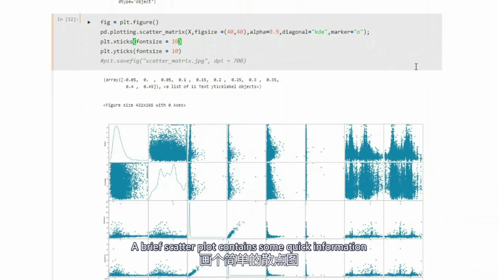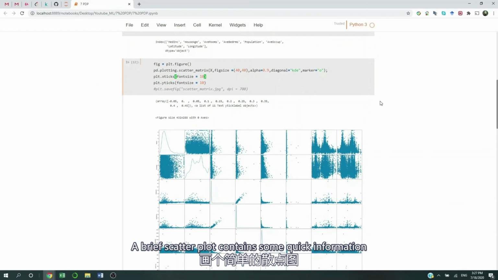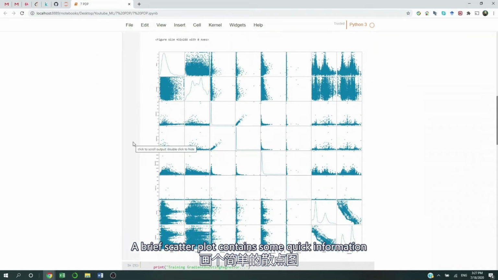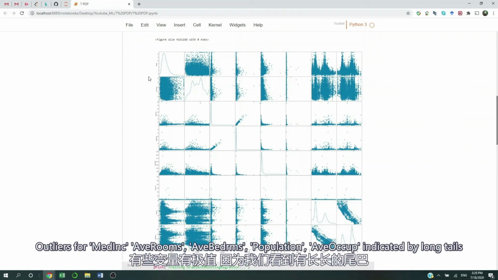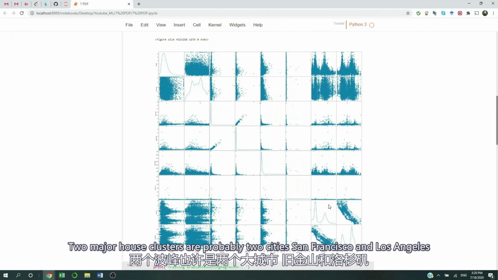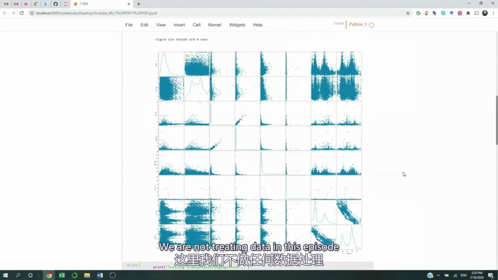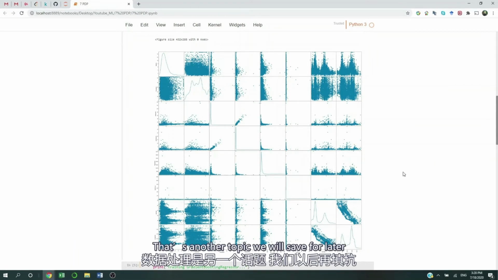Now let's look at a brief scatter plot. Some quick information we can see here is that you can see outliers for median income, average rooms, average bedrooms, etc., indicated by long tails. Two major house clusters are probably two cities, San Francisco and Los Angeles. Now we are not treating data in this episode, that's for another topic.